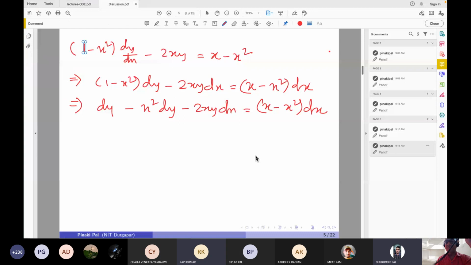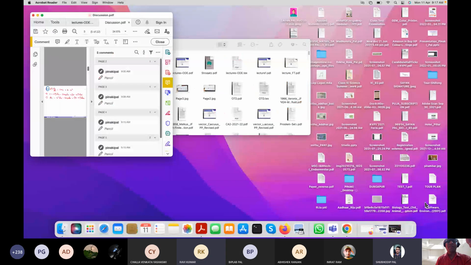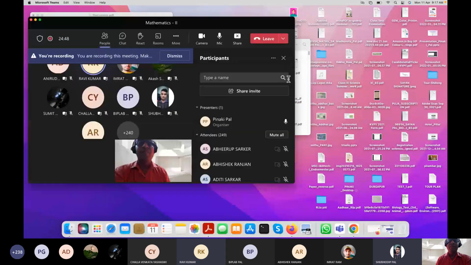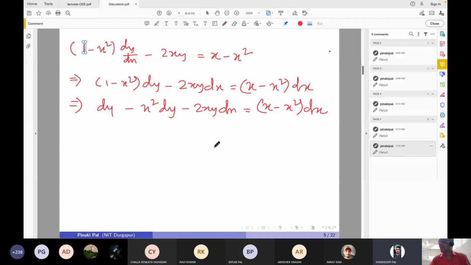Sir, y into (1 minus x square) is equal to x square by 2 minus x cube by 3 plus c. Yeah. Let's complete. So please don't unmute yourself, remain muted. Otherwise, it will be difficult.